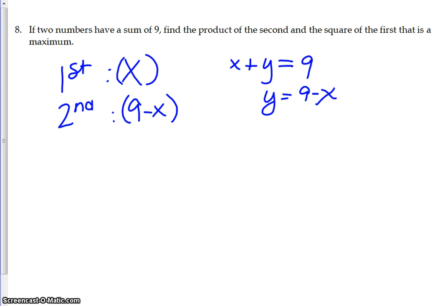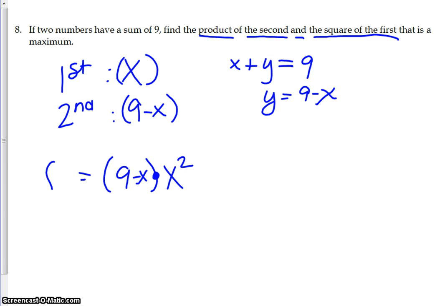So now let's read the second part of the statement. The product of the second and the square of the first. Well, the square of the first would be that, x squared. The product of the second means times. So times the second, 9 minus x. This is our maximization equation right here. This is what we're trying to maximize.